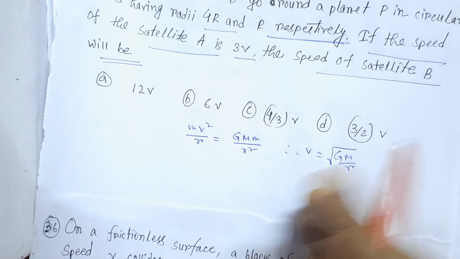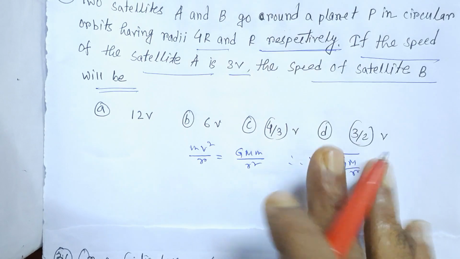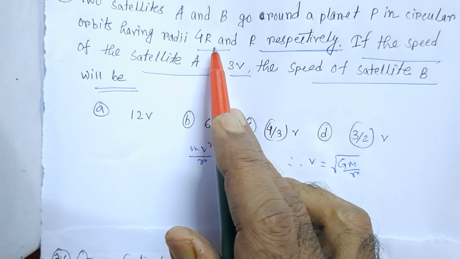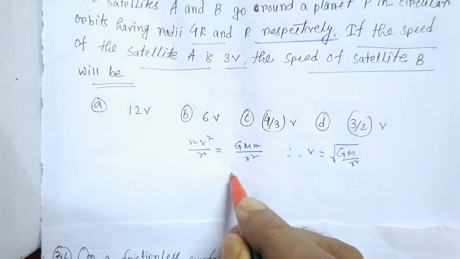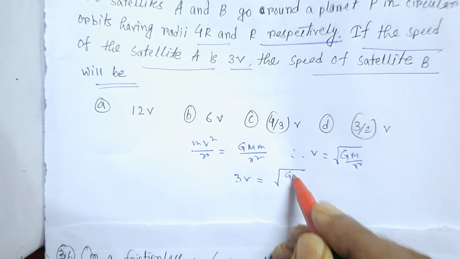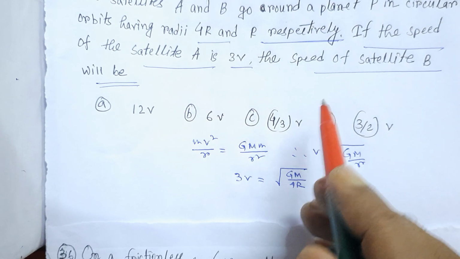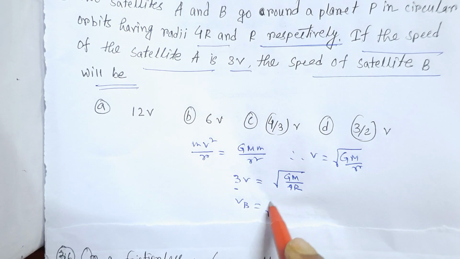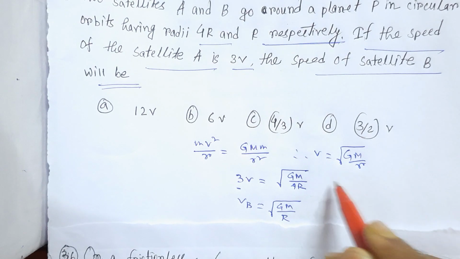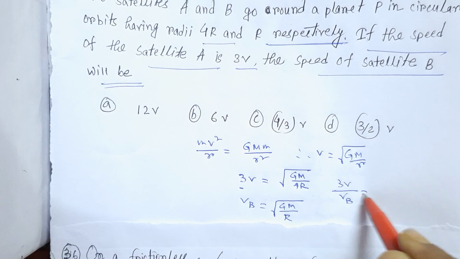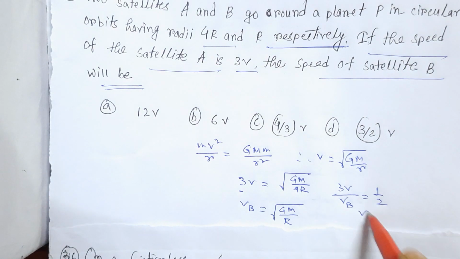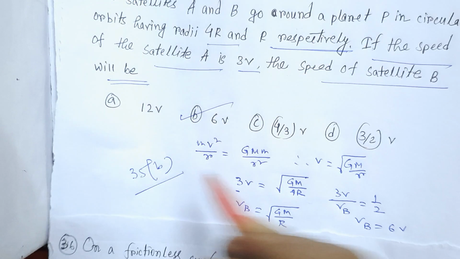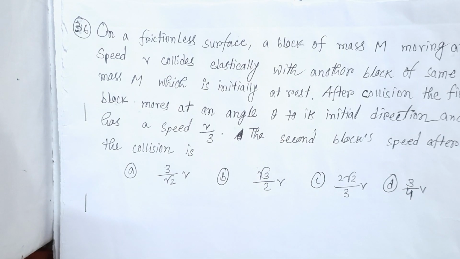So v is proportional to 1 by root r. In the first case, velocity of A is 3v when the radius of the orbit is 4R. So 3v equals root over GM by 4R. In the second case, radius is R, so vB equals root over GM by R. So 3v by vB equals half. So vB equals 6v. So B is the correct answer. The correct answer to question number 35 is B. Now let us take question number 36.